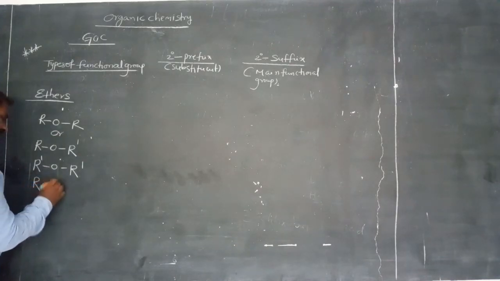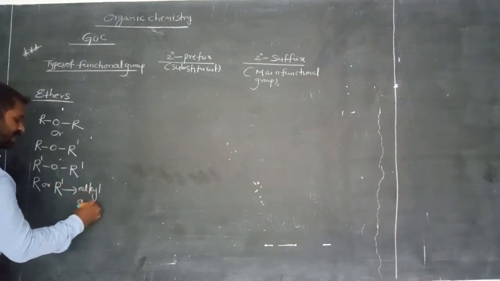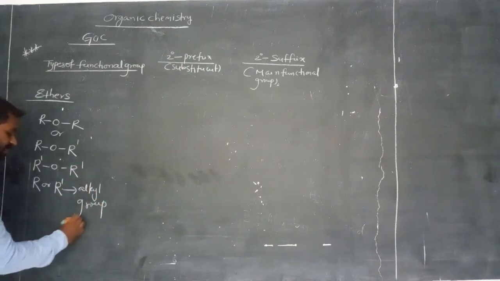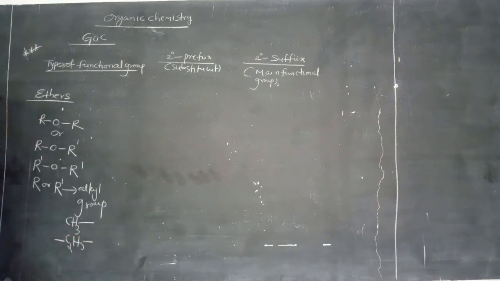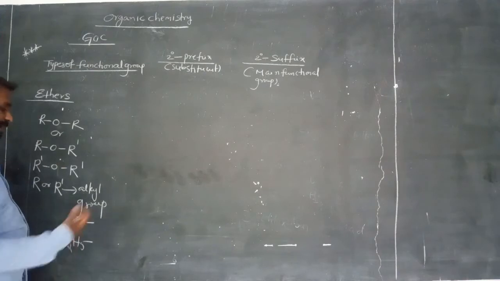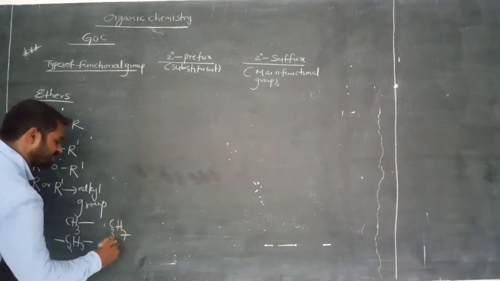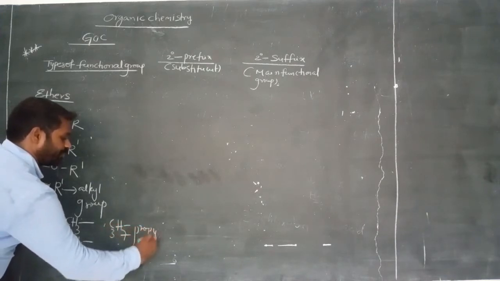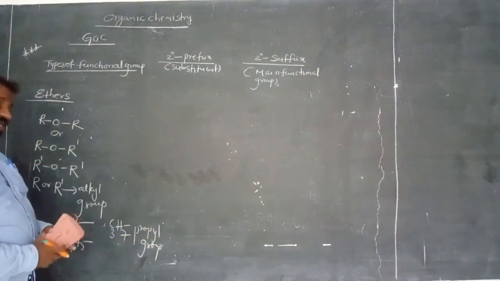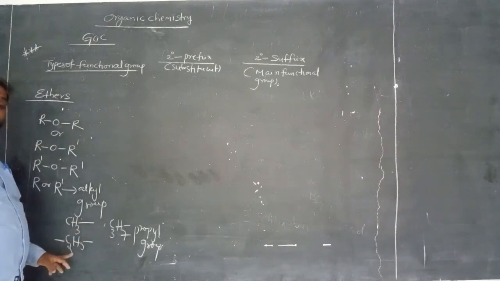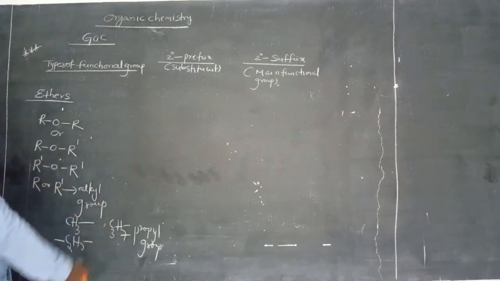Alkyl groups. Alkyl group means maybe methyl group CH3. Ethyl group means C2H5. And propyl group, C3H7. Remember this. Remove one hydrogen from propane, we get propyl. Remove one hydrogen from methane, we get methyl. Remove one hydrogen from ethane, we get ethyl. Here, remember this. Alkyl groups are these kinds of groups that we have to attach.